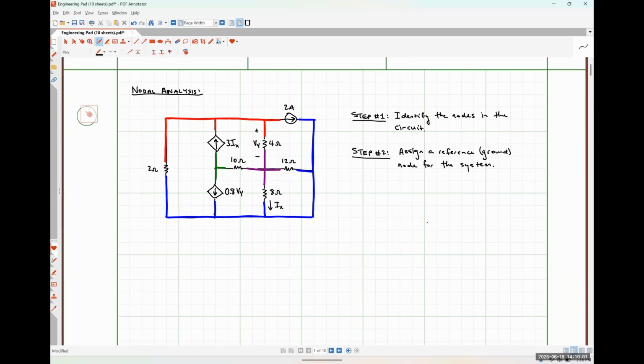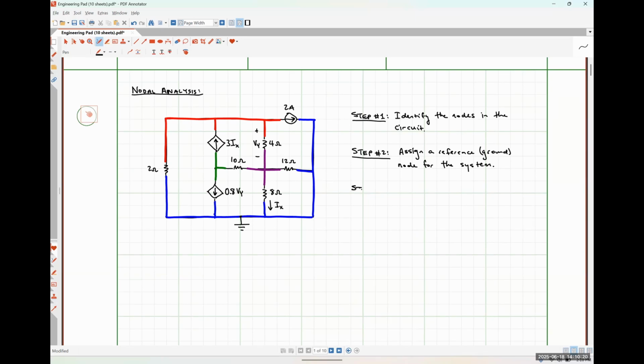So I'm going to denote that my blue node is my reference node by putting a little symbol down here, and this is the symbol for ground. So now I'm going to treat my blue node as if it were ground or had an electric potential of 0 volts. Okay.